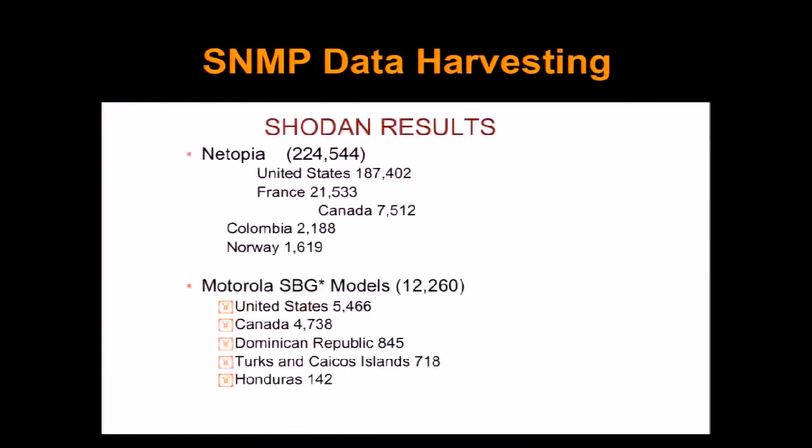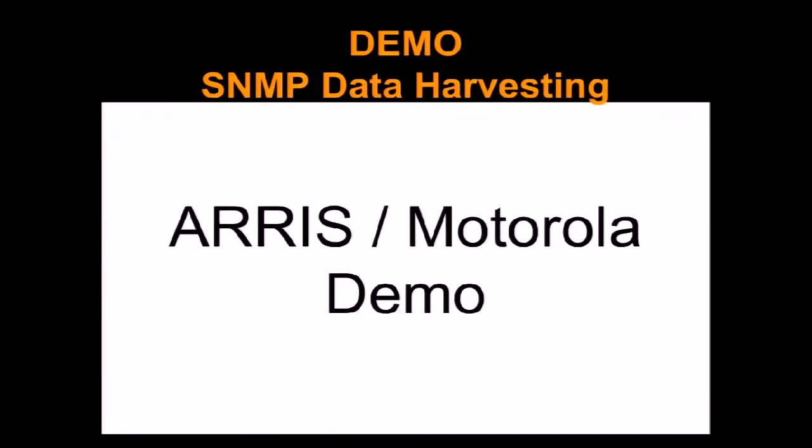During my research, I was able to acquire, actually, let's back up. Taking a look at Shodan results, we found almost 250,000 Netopia devices with SNMP exposed to the internet, and a little over 12,000 Motorola SPG models with SNMP exposed as well. During our research, I was able to acquire 2 Motorola modems for evaluation, and the SPG 6580 was found to expose information via public community string. And we're going to do a demo here.